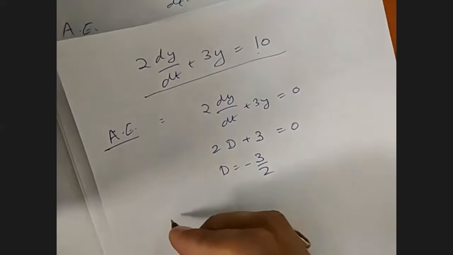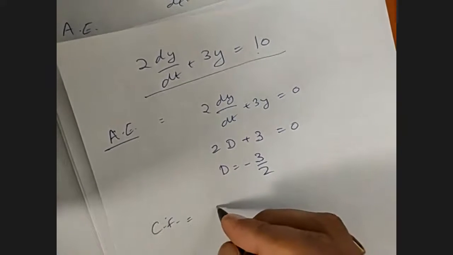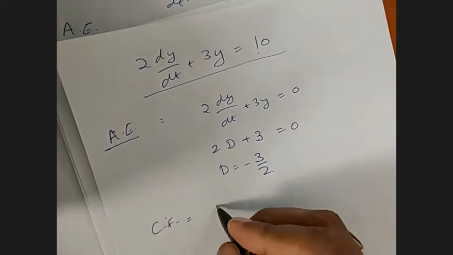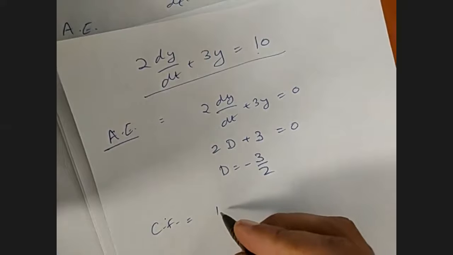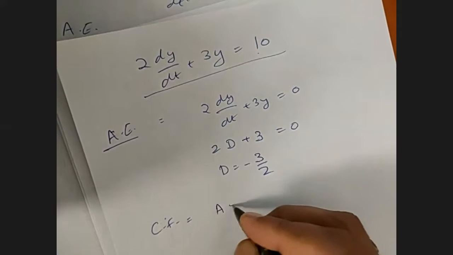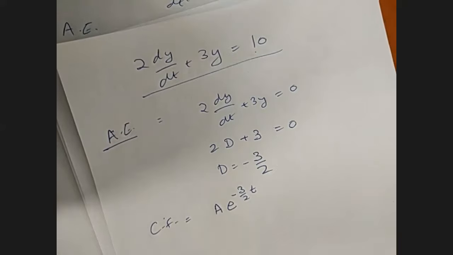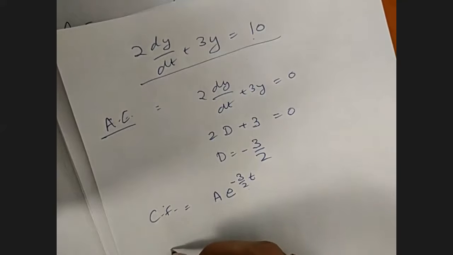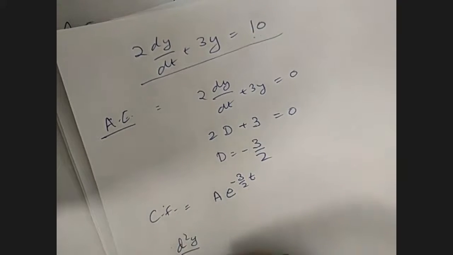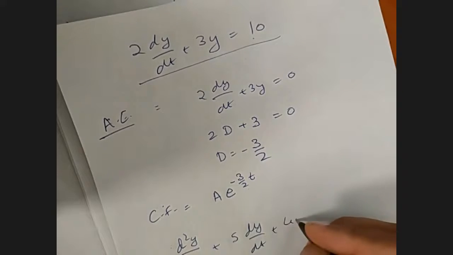So the CF of this solution will be a e raised to power minus 3 by 2 t. This is the CF of this. If we have a second order differential equation, let's say d square y by dt square plus 5 dy by dt plus 4y equal to e.